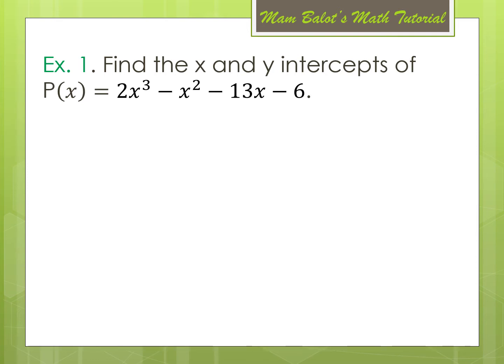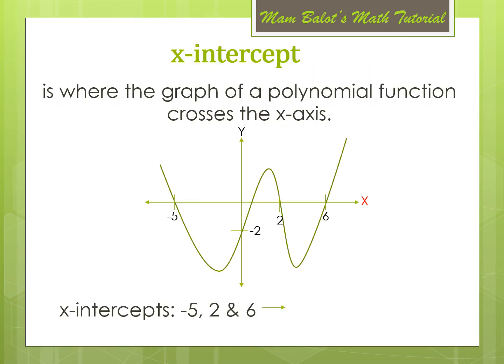So for example, find the x and y-intercepts of p of x is equal to 2x cubed minus x squared minus 13x minus 6. If we go back to our graph, the ordered pairs for our x-intercepts are (-5, 0), (2, 0), and (6, 0). Observe that all the y-coordinates of our x-intercepts are 0. So to solve for the x-intercepts, we must make y equal to 0.